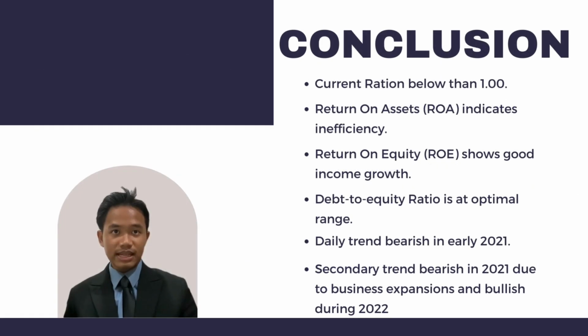As for conclusions, Nestle's financial performance has ups and downs. Despite improved liquidity, the current ratio is still below 1.00, indicating a need for more cash. In 2022, a lower price earning ratio suggests greater value and increased dividends offer reassurance to investors. Return on assets, ROA, reflects inefficiency, while return on equity, ROE, shows good income growth. Though there's a higher reliance on debt, the debt-to-equity ratio is within an optimal range.